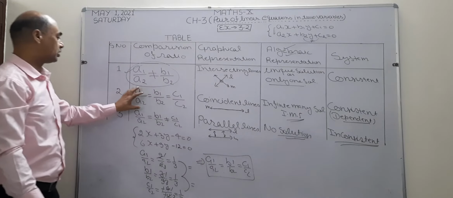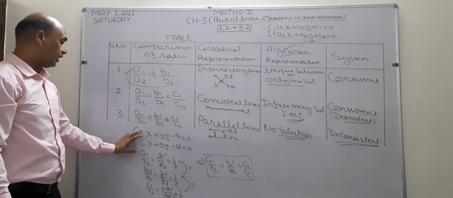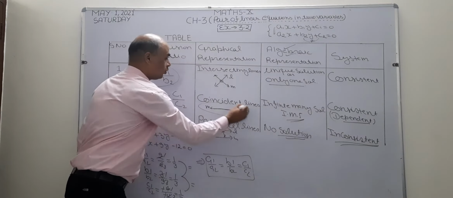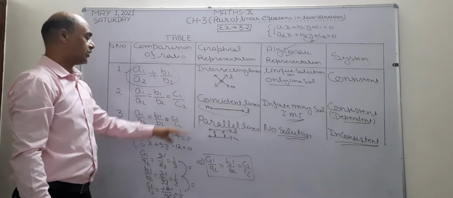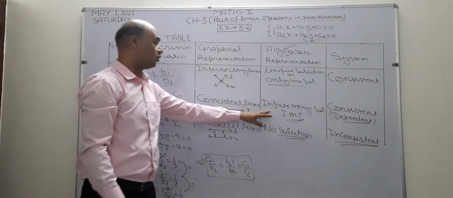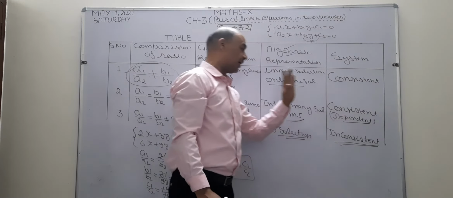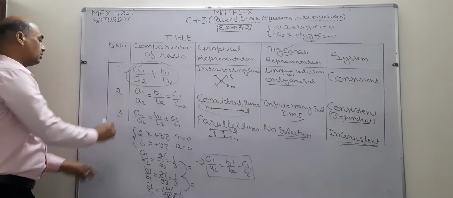When all the ratios are equal to each other, then when we draw the graph of such type of equation, they represent coincident lines. Means both the lines are dependent on each other. And algebraically they are known as infinitely many solutions, and the system becomes consistent with dependent. This is our example of the second case.